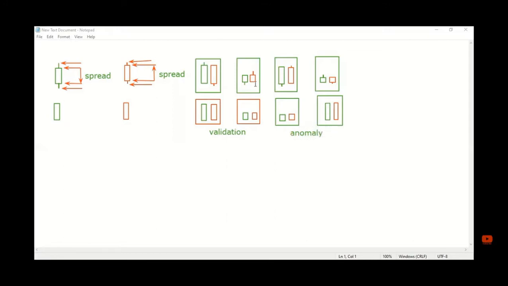Okay, so this is the single candlestick spread and single candlestick volume: strong body candlestick with large volume, weak candlestick with small volume. It's valid, and this is anomaly. This is single candlestick analysis.